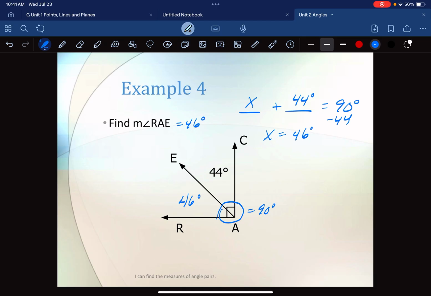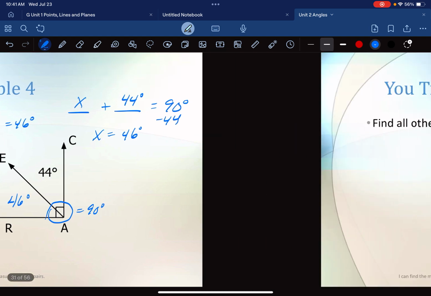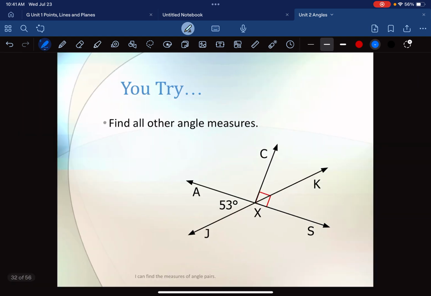So you got to look in the sentence for information. You got to look at the drawing for information. You got to look for those linear pairs, those vertical pairs. Okay? You try this one. Stop the video. Give it a go. Come back. All right. Hopefully you've done that.